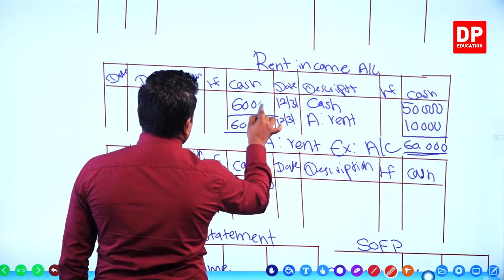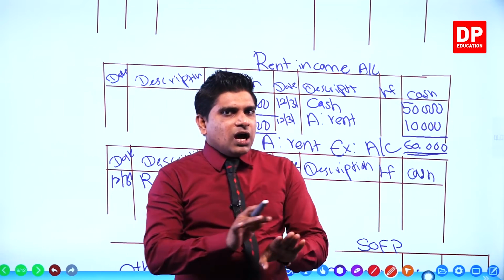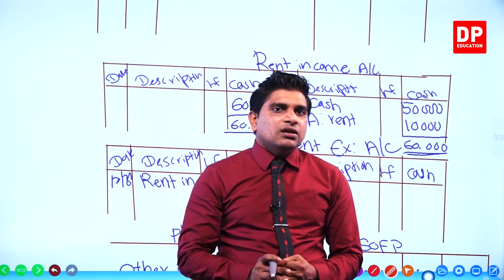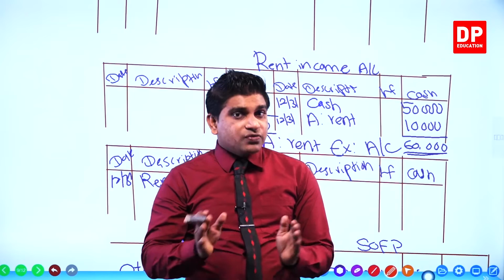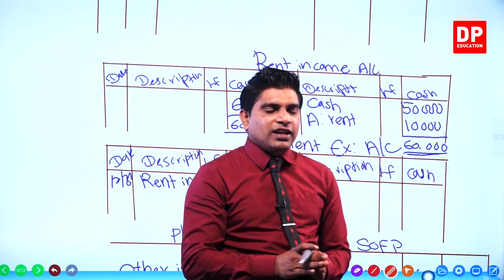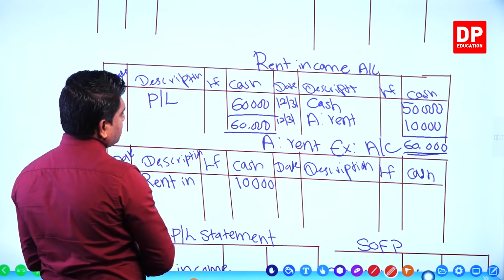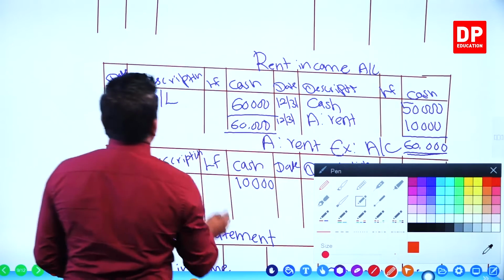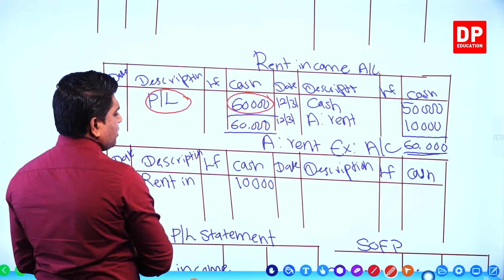Total also 60,000. You know, expense and income accounts are transferred to the profit and loss statement. In the previous activities also, you remember, I transferred all the expense accounts to the profit and loss. Here also the income we transfer to the profit and loss. Then here we write profit and loss, right? This is the value we transfer to the profit and loss.